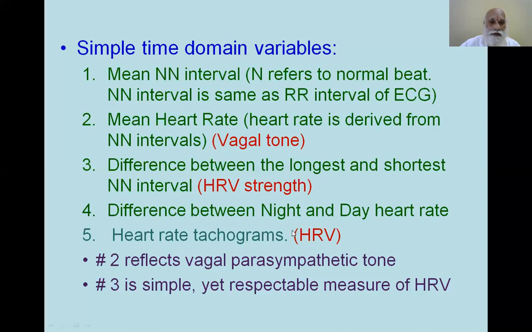So here, heart rate tachograms will visually show you that variability is occurring. Visually, you can make it out. And as we said, the number 2, mean heart rate, is reflecting the vagal parasympathetic tone, so it is important. And then the 3, the difference between the longest and shortest interval, that is indicating the HRV strength. So these are very important parameters, though they're very simple.